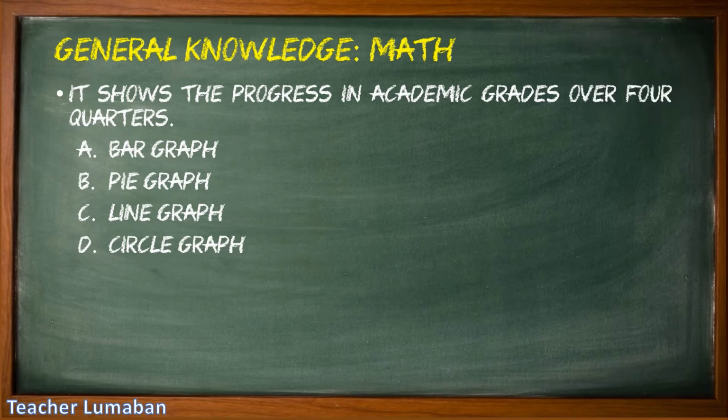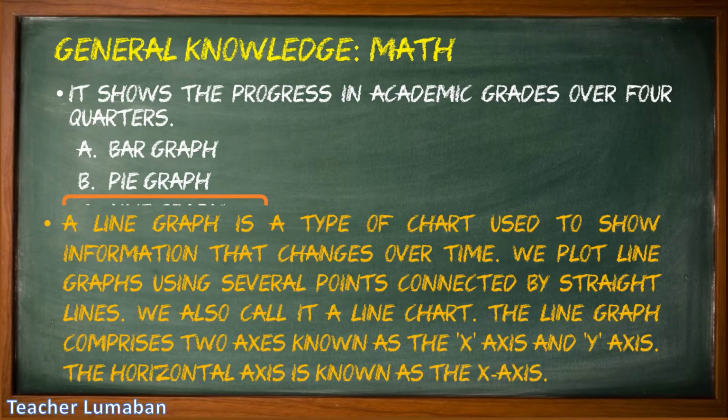The correct answer is letter C, line graph. The line graph shows the progress in academic grades over 4 quarters. A line graph is a type of chart used to show information that changes over time. We plot line graphs using several points connected by straight lines. We also call it a line chart.